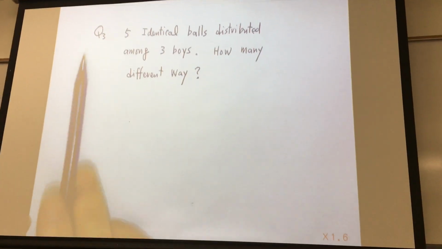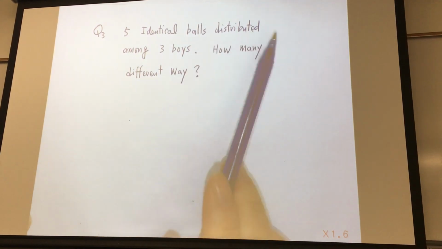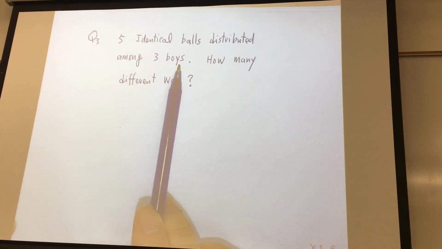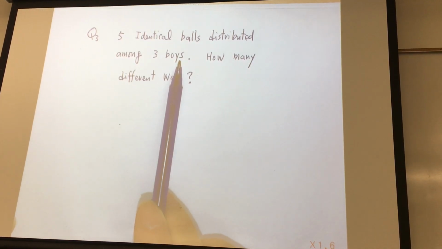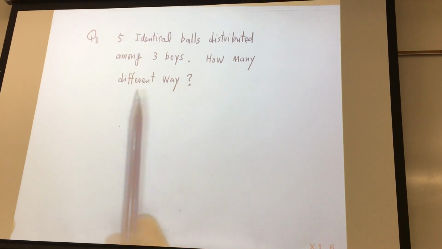Now, let's look at question number 3. 5 identical balls distributed among 3 boys. Now, this time, we do allow some boy to get nothing. Okay? So, how many different ways can we do that?